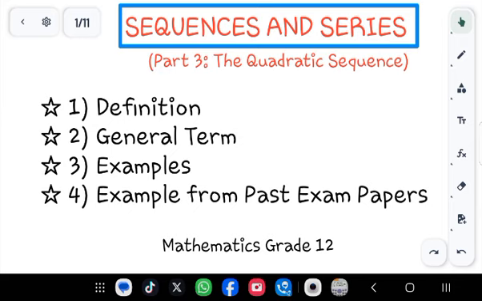In Part 1, we focused on the arithmetic series. You can go watch that video over here to catch up. And in Part 2, we focused on the geometric series, which is basically an exponential function. And you can go catch up on that in this video over here. In Part 4, we're going to look at the summary and a list of examples from past exam papers.